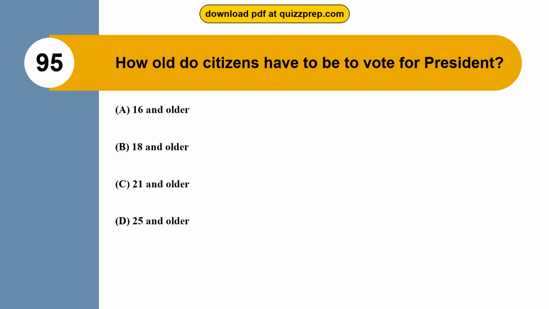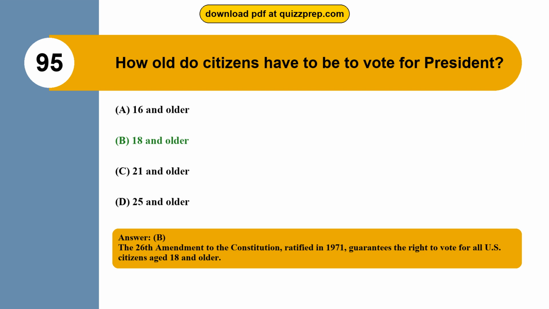Question 95. How old do citizens have to be to vote for president? Option A, 16 and older. Option B, 18 and older. Option C, 21 and older. Option D, 25 and older. The correct answer is option B, 18 and older. The 26th Amendment to the Constitution, ratified in 1971, guarantees the right to vote for all U.S. citizens aged 18 and older.